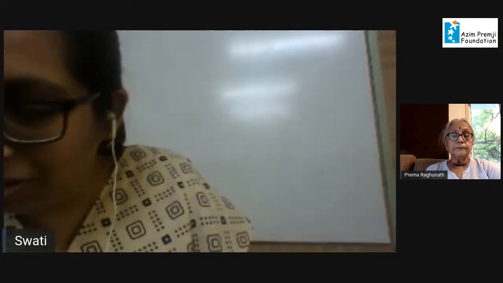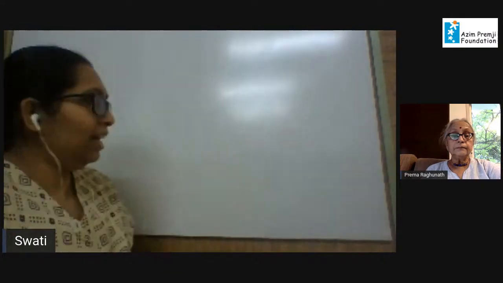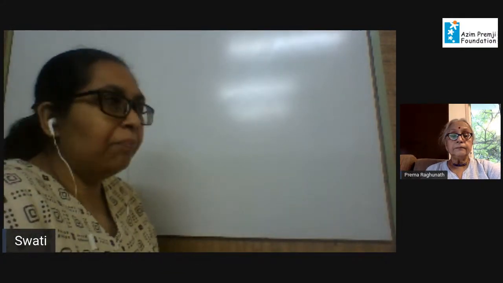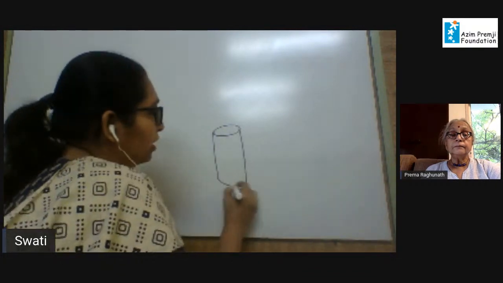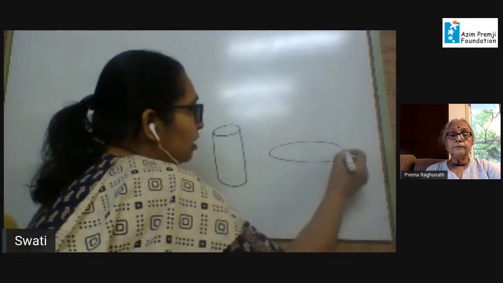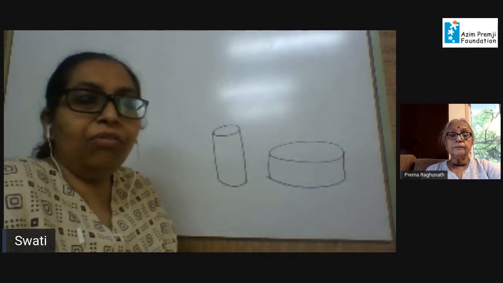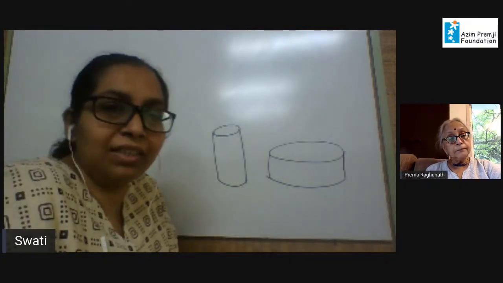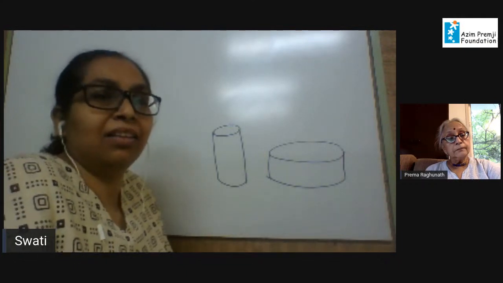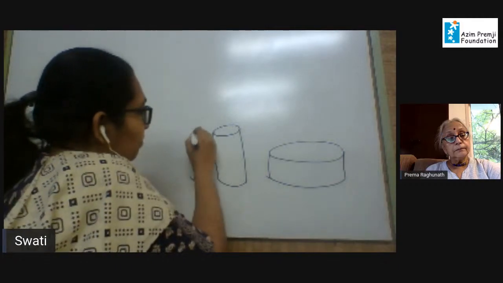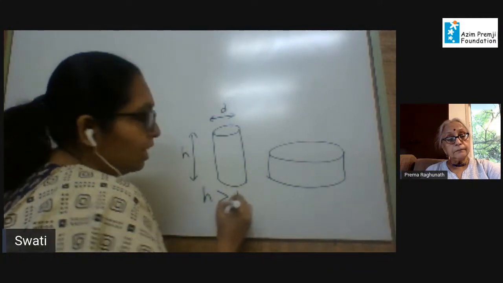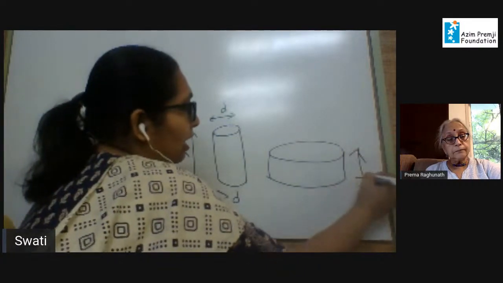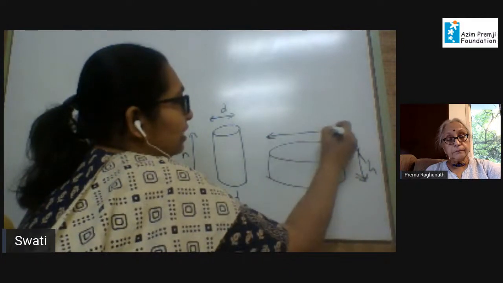So for example, I have been told by one of my colleagues that there are two communities and they use two different kinds of vessels. One community uses vessels which are long and slender like this. Another community uses vessels which are more flat like this. So both are cylindrical. So how do you differentiate that? Now to do that, you need to use math. So you can describe that in this case, the height is more than the diameter. Okay, so the height is greater than the diameter. But in this case, the height is less than the diameter.